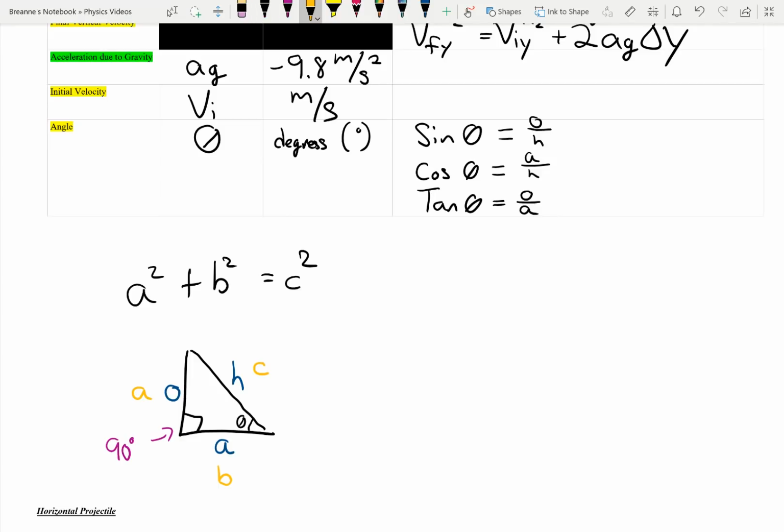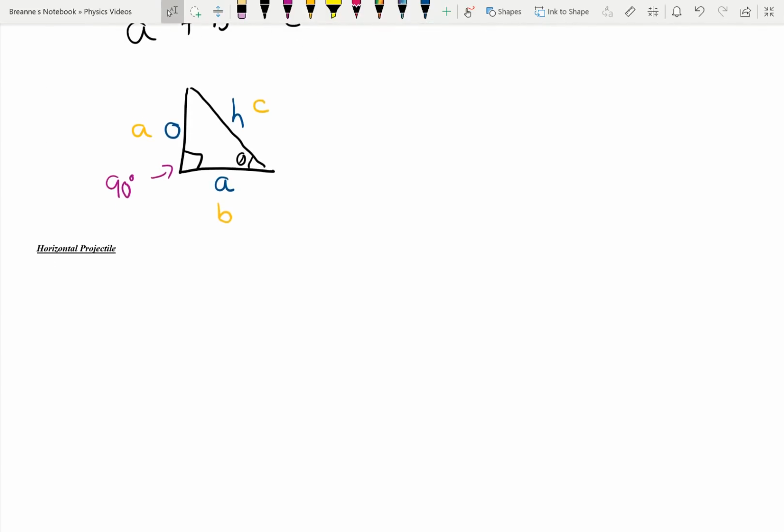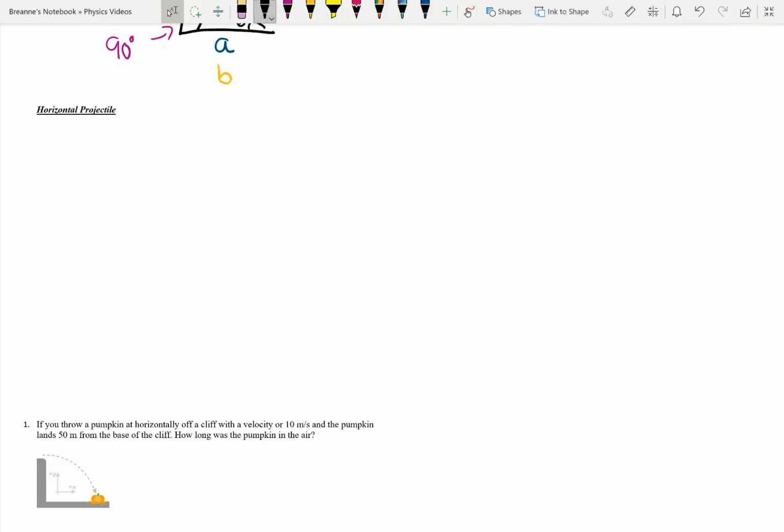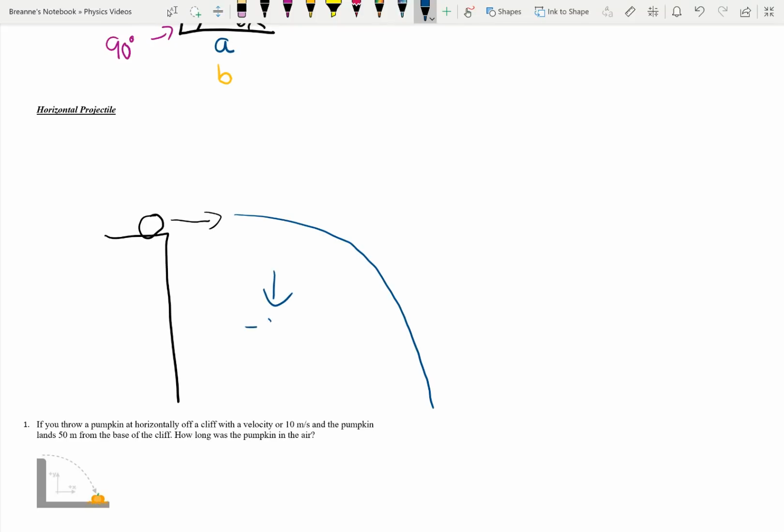So there we go, kind of helping you with your triangle there. Your horizontal projectile has some good information to know. Horizontal projectile means your projectile is going off horizontally, so for that split second it's just moving in the x direction, and then gravity finally kicks in and it starts getting pulled down. And it's getting pulled down at a rate of negative 9.8 meters per second squared.